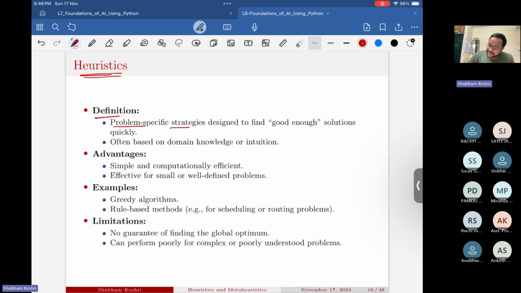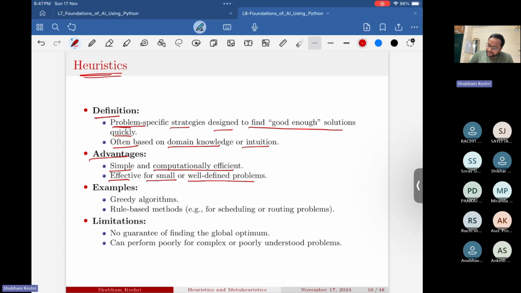So what is a heuristic? A heuristic is a problem specific strategy designed to give you a good enough solution in less amount of time. Okay, I'll show you one example. So what is this? It is problem specific. So whenever there is some property in your problem and you can recognize that property, you can utilize those properties to build an algorithm. And whenever you build that and it is not an exact method, then it is known as a heuristic method. Okay, often based on domain knowledge and intuition. What is the advantage? It is simple and computationally efficient. It doesn't become non-polynomial. Okay.